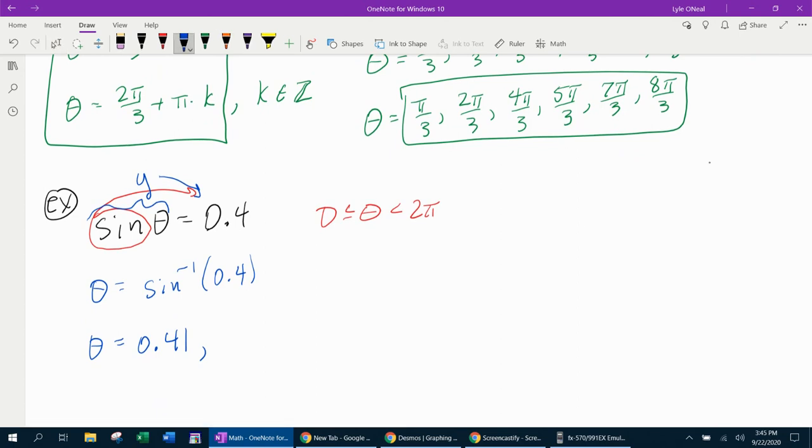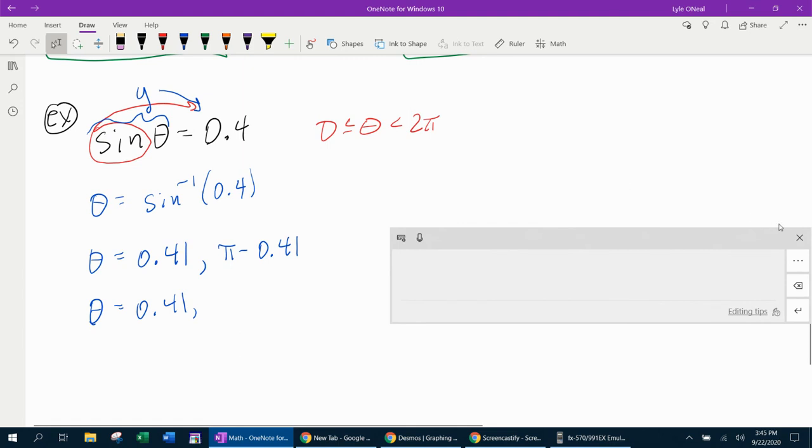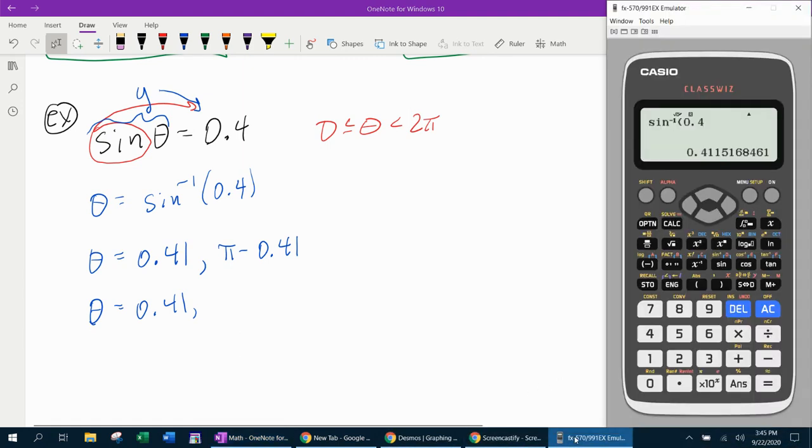All right, so to finish this off here, our other angle theta is going to be pi minus 0.41. And again, with our handy dandy calculator, pi minus 0.41.